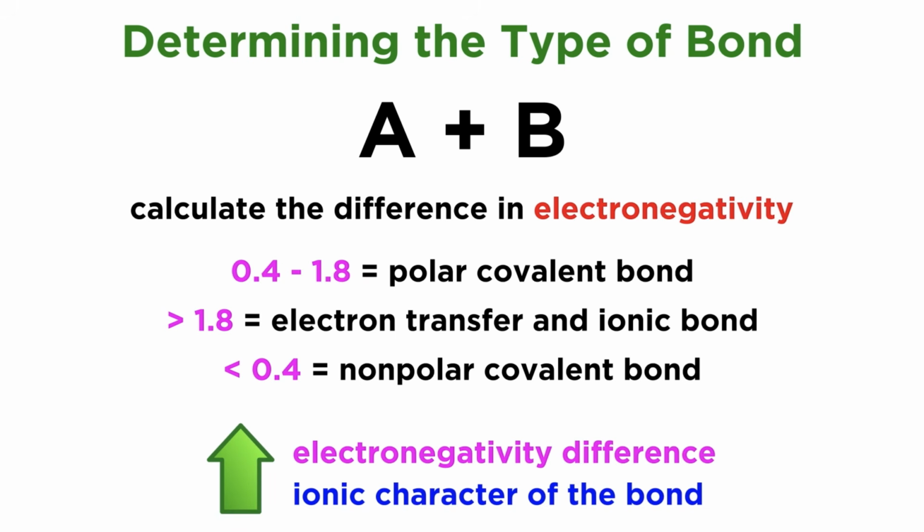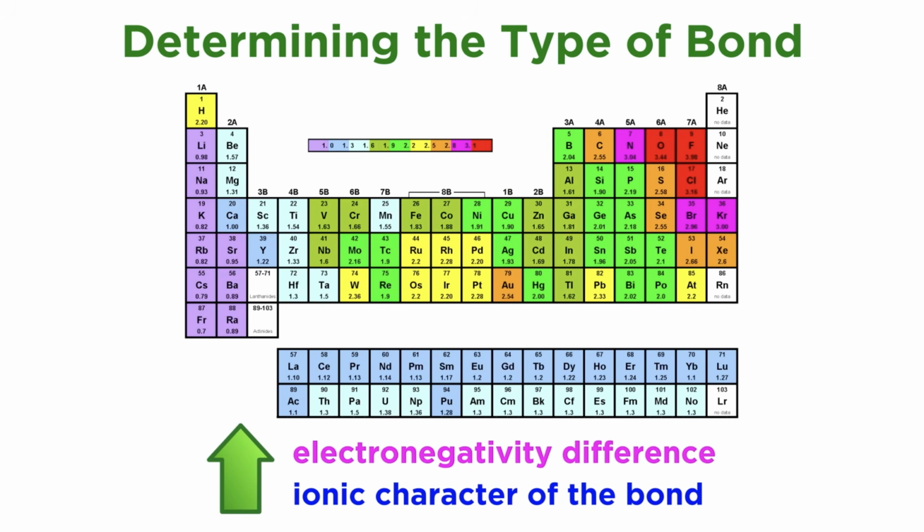Another way of stating this is saying that as the electronegativity difference increases, the ionic character of the bond increases, from nonpolar covalent to polar covalent to ionic, or from electrons shared completely evenly to being shared unevenly to not being shared at all. To find out what kind of bond will form between two elements, just consult the table of electronegativity values and calculate the difference.